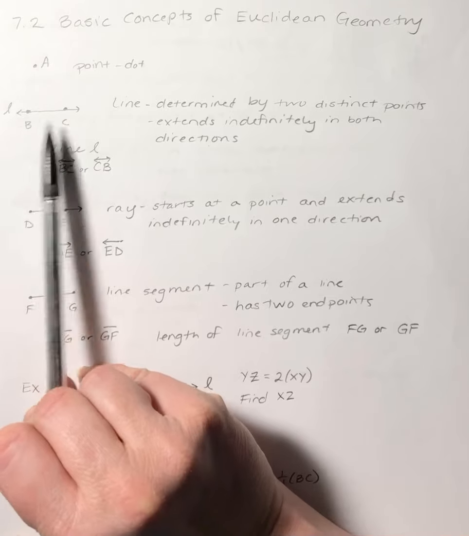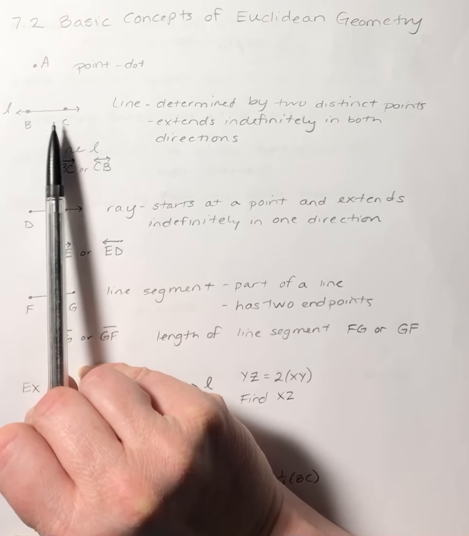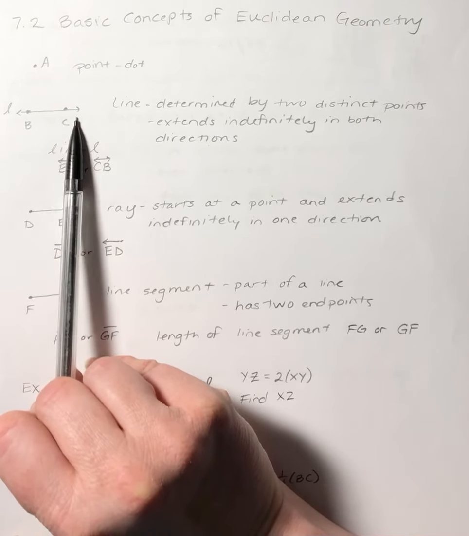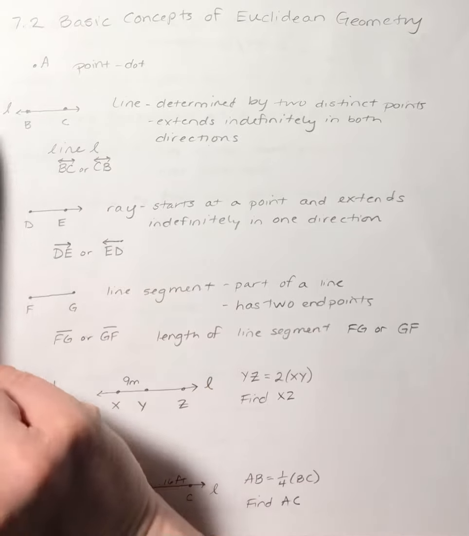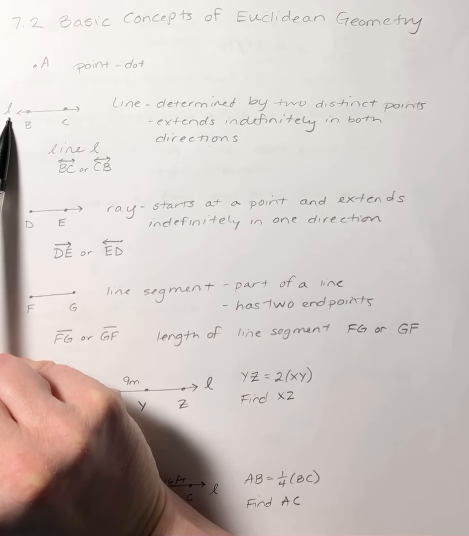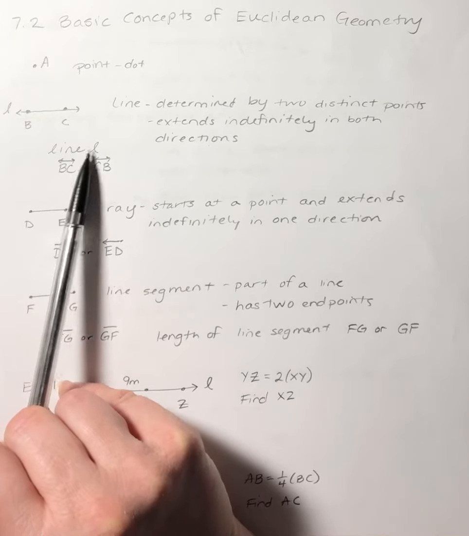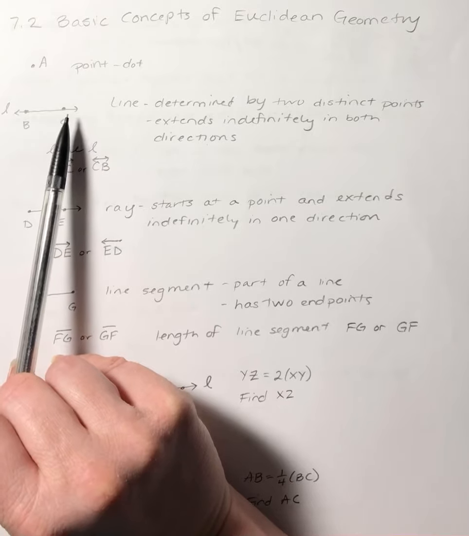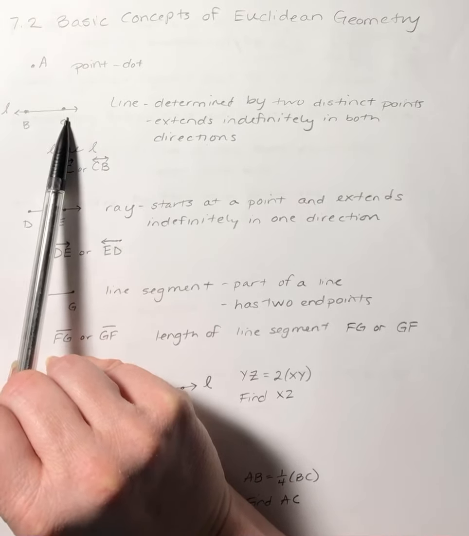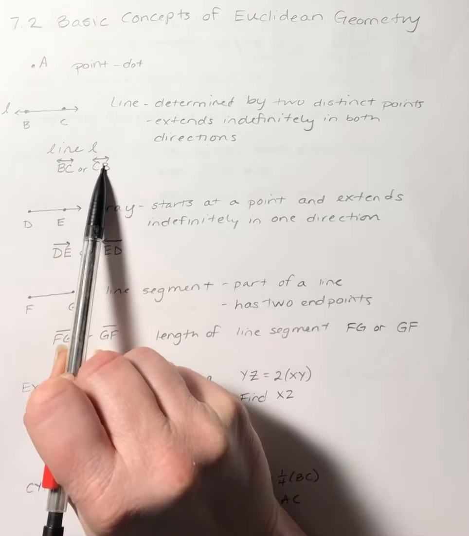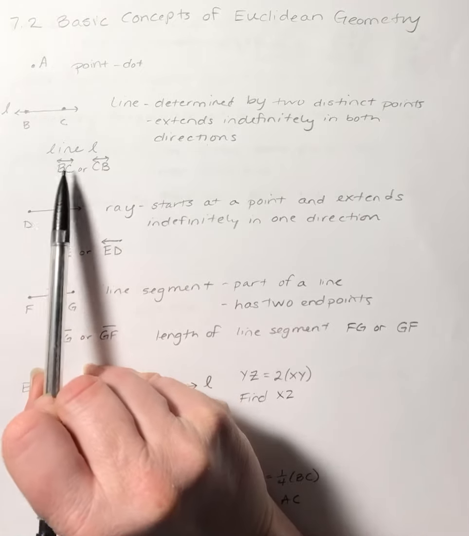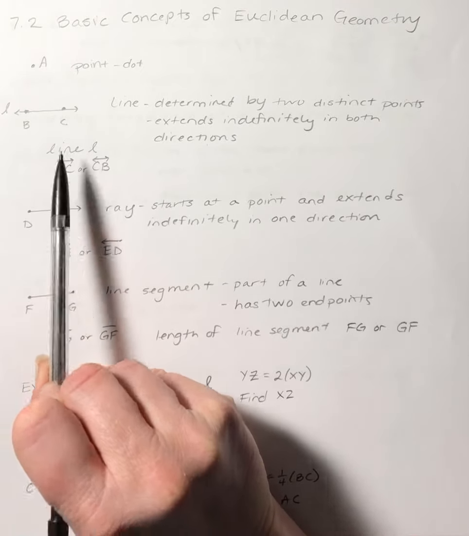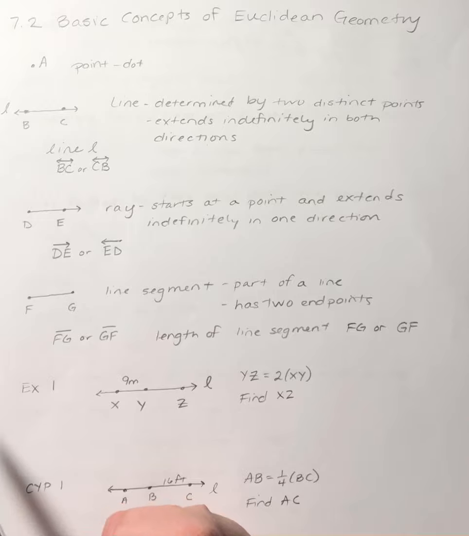It has arrows on both ends. It extends indefinitely in both directions. It can be named by a cursive letter or a script letter. So we could name this line L. Or we can use points that are on the line, and the order of the points does not matter. You have a double arrowhead above the letters. So I could say line BC or line CB, and all of those would be correct.